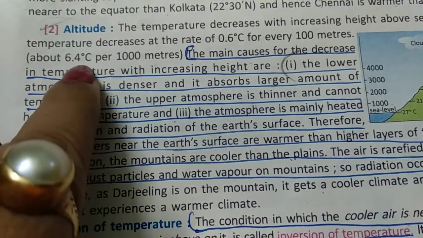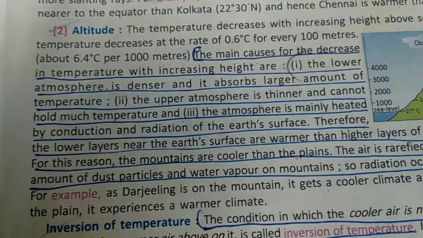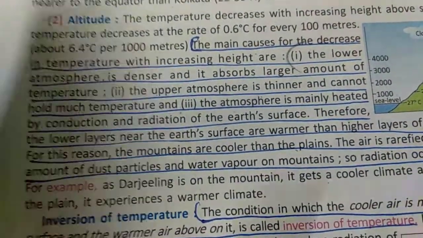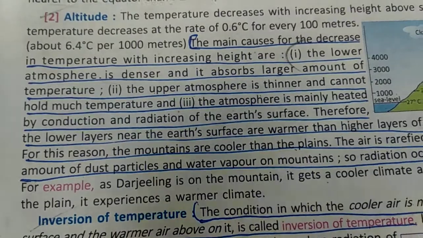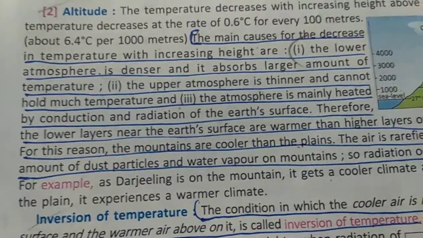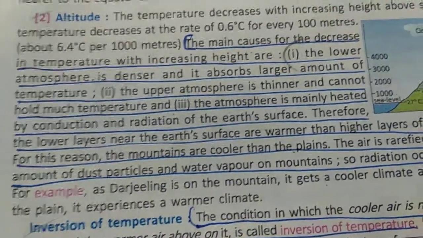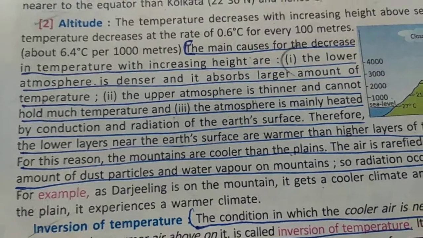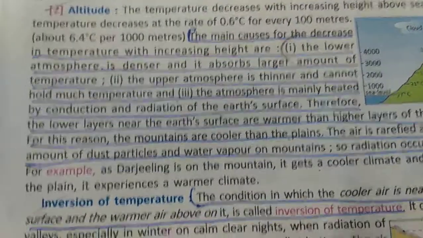And again, according to this formula, for about 1000 meter, the temperature decreases. For 1000 meters, 6.4 degrees centigrade, the temperature comes down. If it is 20, after 1000 meter, we will minus 6 from that. So we can understand how much the temperature goes down, and so the atmosphere becomes cool.